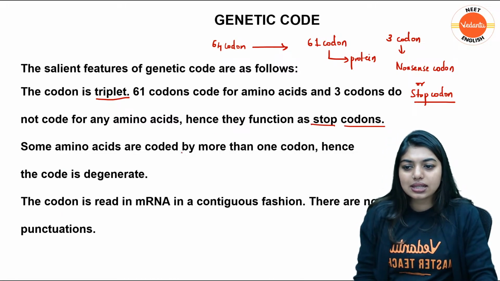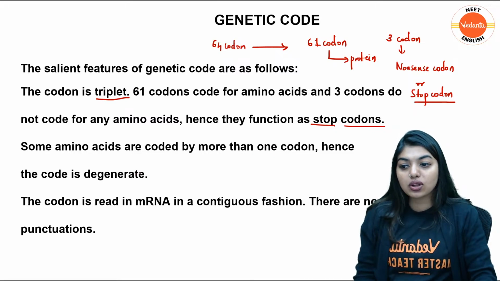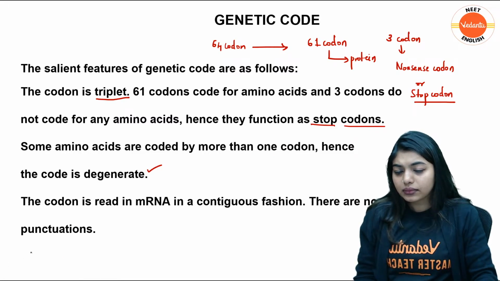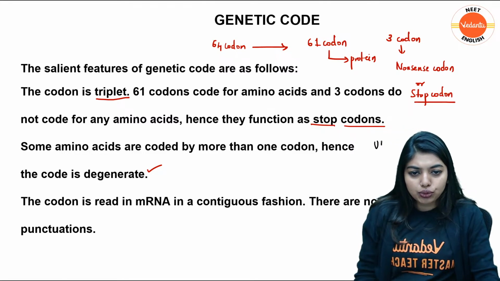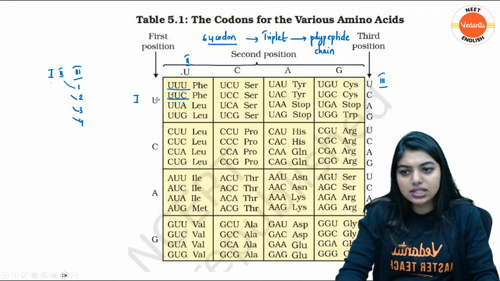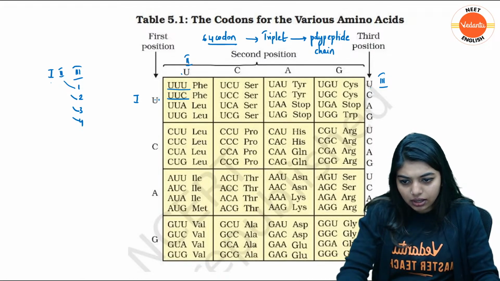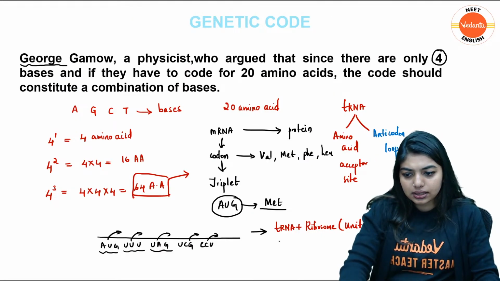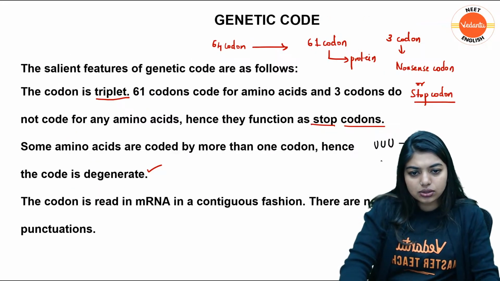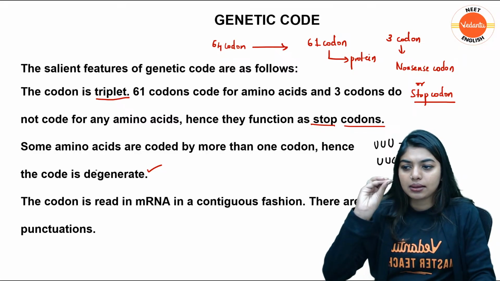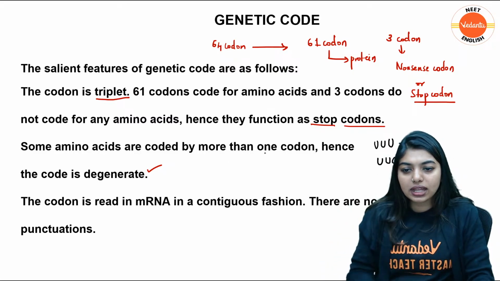Some amino acids are coded by more than one codon, hence the code is degenerate. That means UUU will code for phenylalanine. Again, if you see the backside here, UUC also is coding for phenylalanine. That means some amino acids are coded by more than one codon.